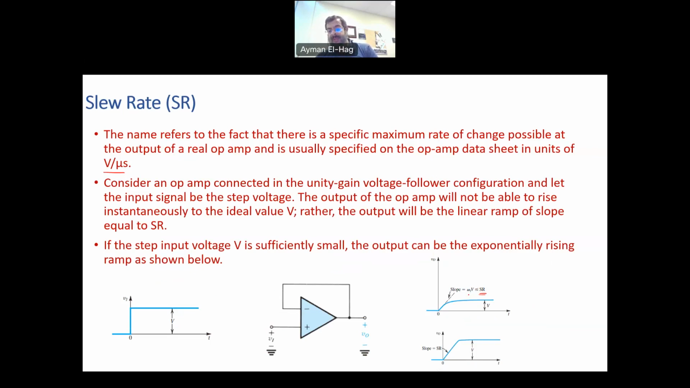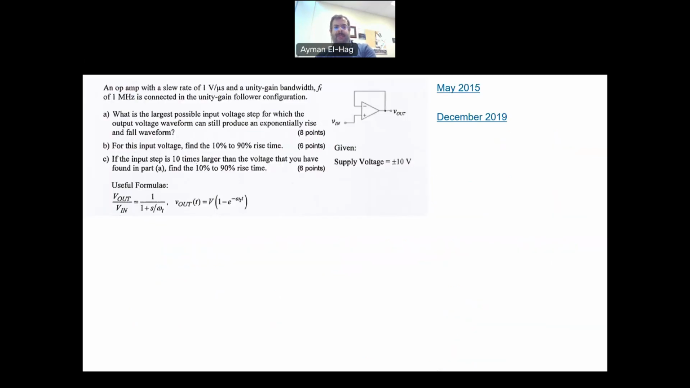However, if the omega t times V is more than the slew rate, then it will follow a linear rise time, as you see here in this figure. So that is as simple as what is the slew rate of the op-amp. Now let's see the question here. This question happens to come in the exam of May 2015 and December 2019.